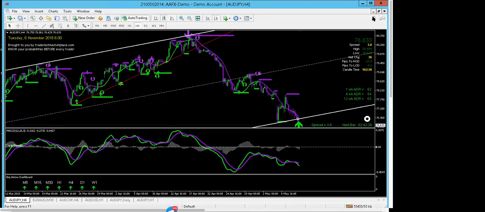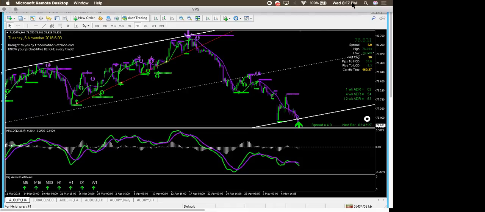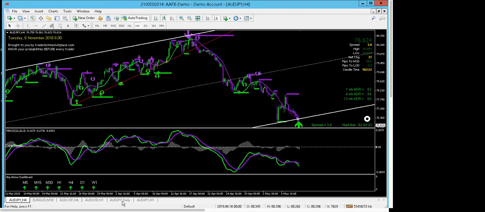YJ Trader. I love it. It's just a lot of noise on the chart. Yeah, it is. So I'll show you guys something on this. I'll have to talk to Pat.